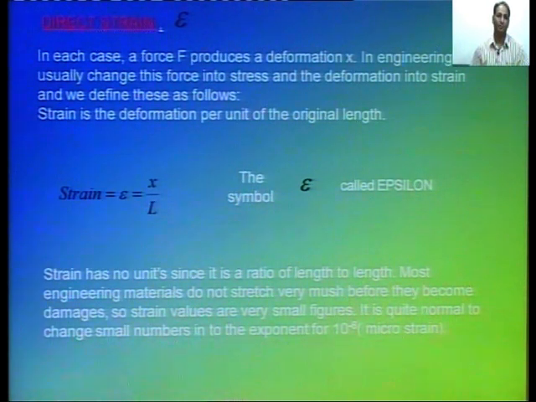Most engineering materials do not stretch very much before they become damaged. So, strain values are very small in nature. It is quite normal to express small numbers using an exponent, that is microstrain, 10 to the power minus 6, because strain has very low values. So, basically, strain has no units, and due to the load acting on the body, a very small strain is noted.